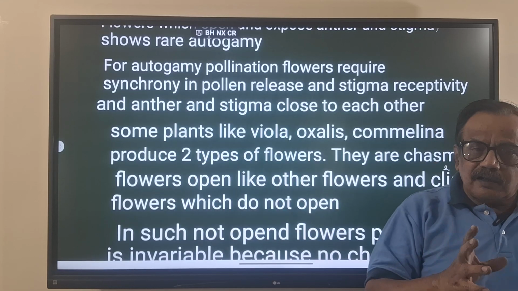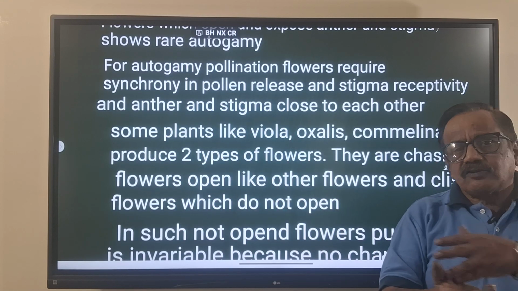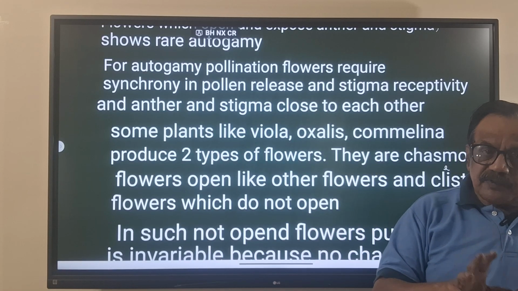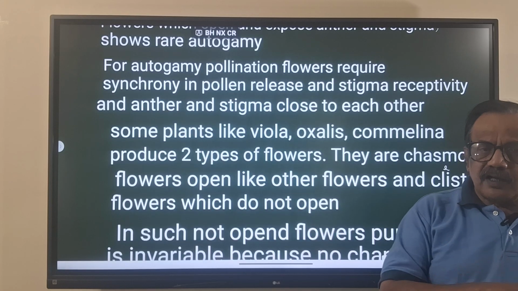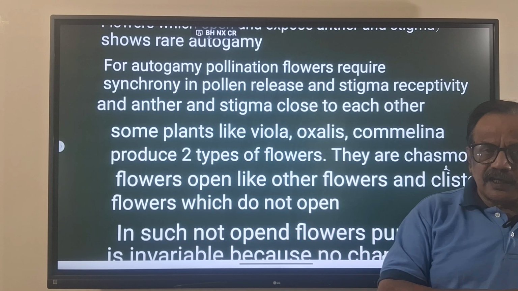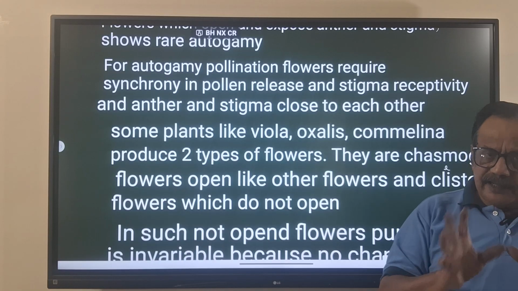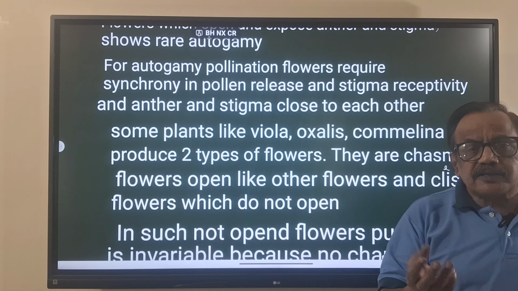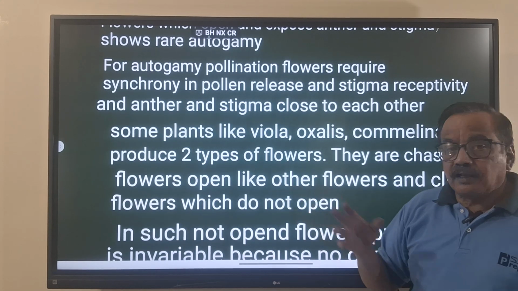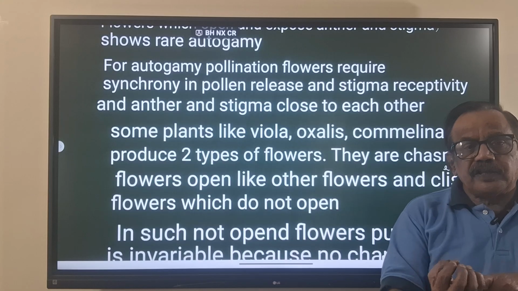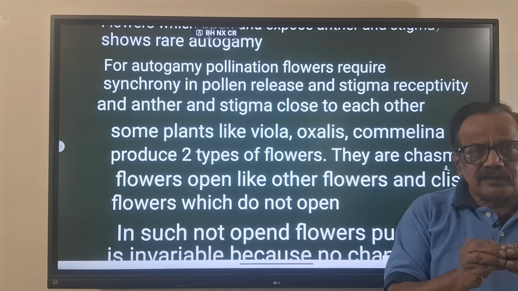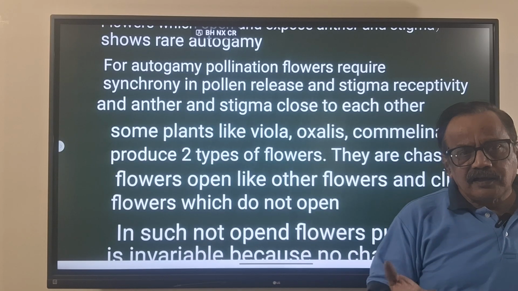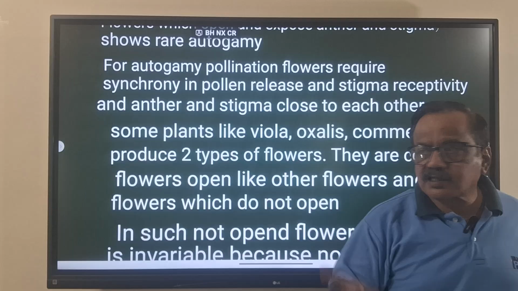Means the pollen grain is reaching the stigma. The requirements he has given: they must be matured at a time, stigma and anther, to release the pollen grain. Both must be ready at a time, and they must be very close. So here the flower is not opening. So if they are very attached, touching each other, then only it is possible. Such things will be made, and they are done in cleistogamous flowers.